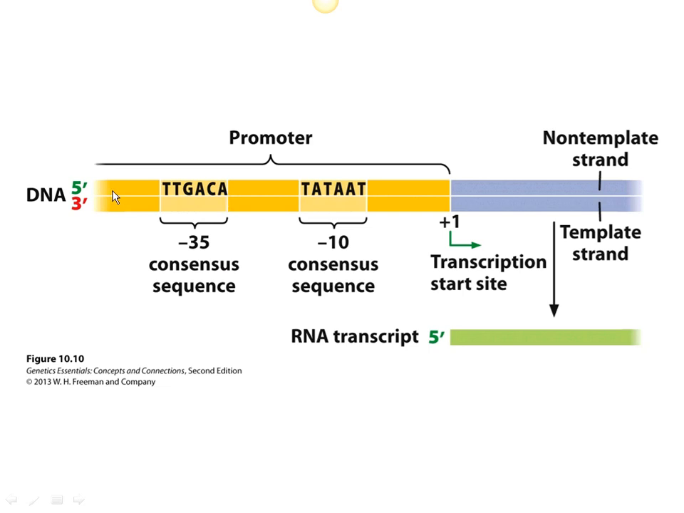So there are these little groupings of sequences, consensus sequences, that they have found are important, and they have to be in the promoter in order for that gene to be able to be expressed. If those things are there, the RNA polymerase will come and attach to these things, and that is where it'll start copying.